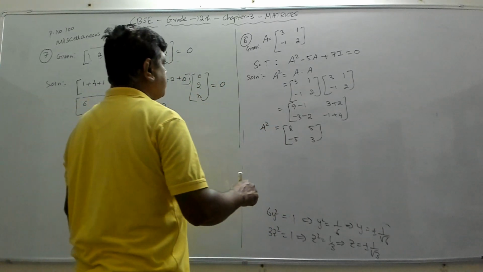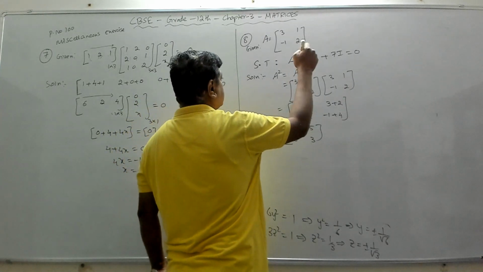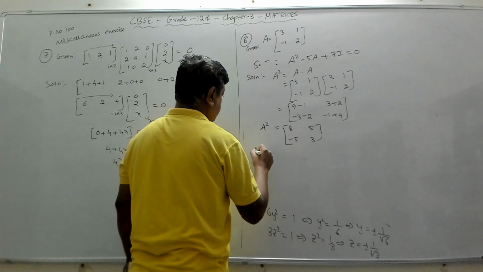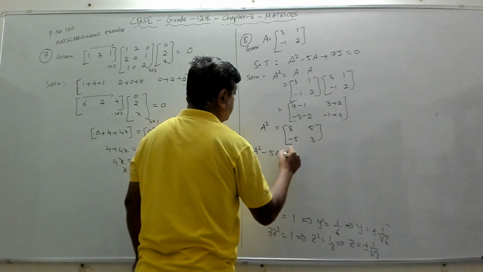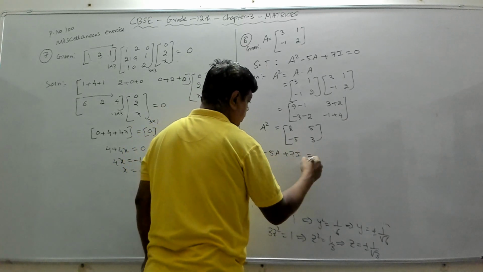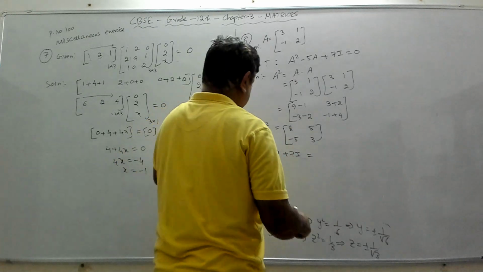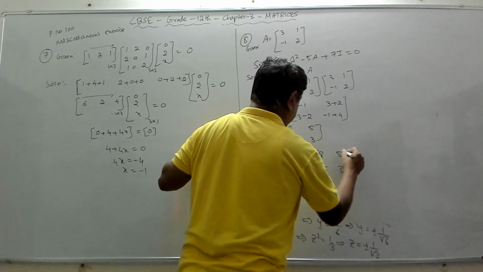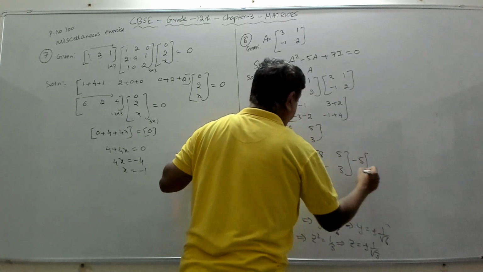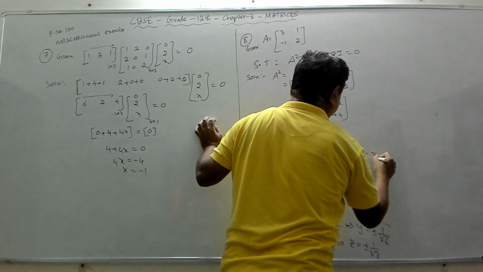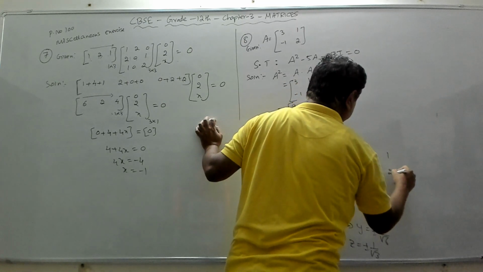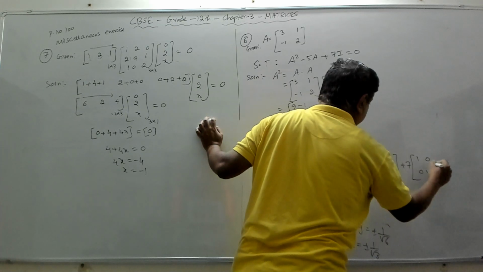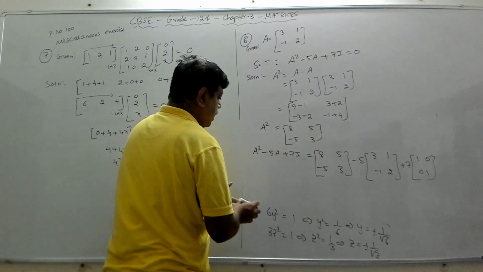Now let's substitute the A square value in this expression. So what do we get? A square minus 5A plus 7I, we have to show that this value is equal to 0. So that is equal to A square, which is 8, 5, minus 5, 3, minus 5 into A. A is 3, 1, minus 1, 2, plus 7 into I. I is the identity matrix of order 2. We have to show that this entire value is equal to 0.